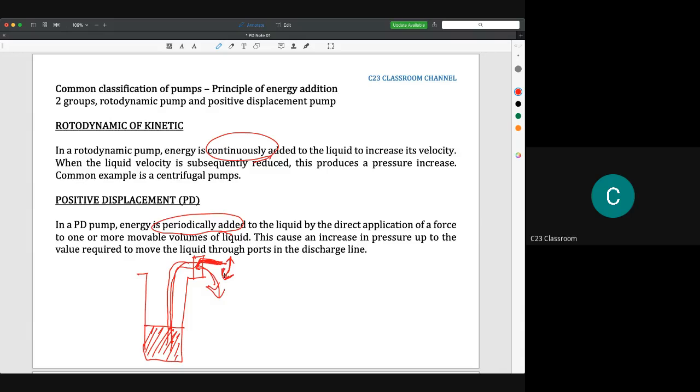Then when you pull up the lever, it starts to suck water again, and then when you pull it down, the water will come out again. So the water will come out periodically.